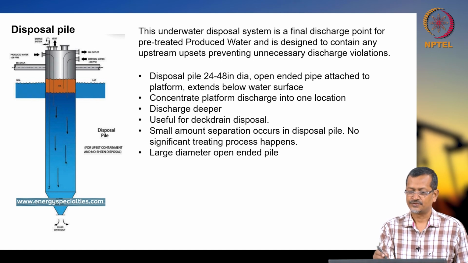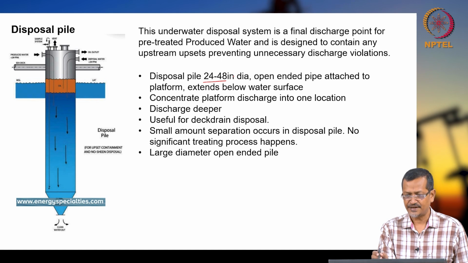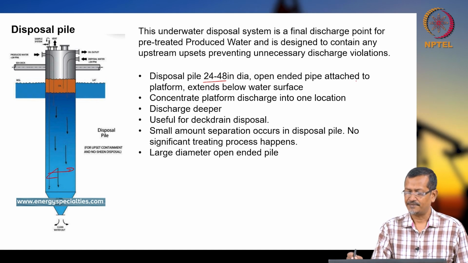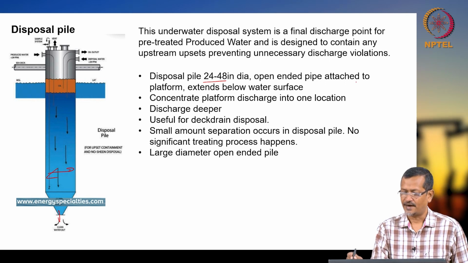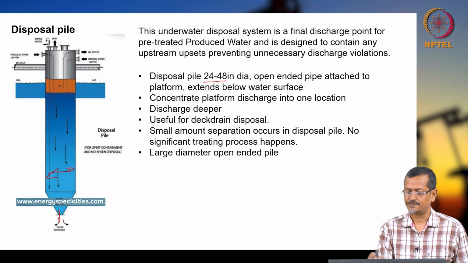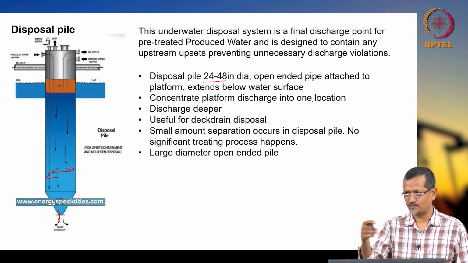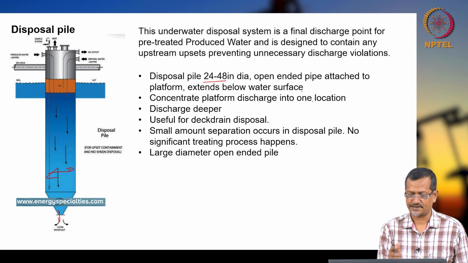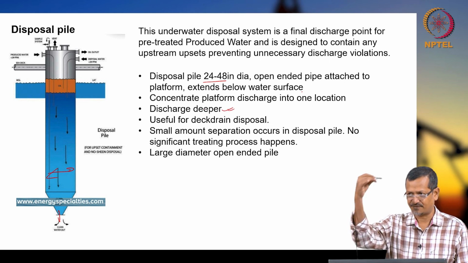So, the disposal pile will be like 24 to 48 inches in diameter. An open-ended pipe. So, this side is open, and the upper side is also open actually. Attached to the platform, it extends below the water surface and concentrates platform discharge into one location. So, all the discharge will be going to this pipe. There will be different separation mechanisms, I will discuss later. It will be discharged deeper, not near the water surface.